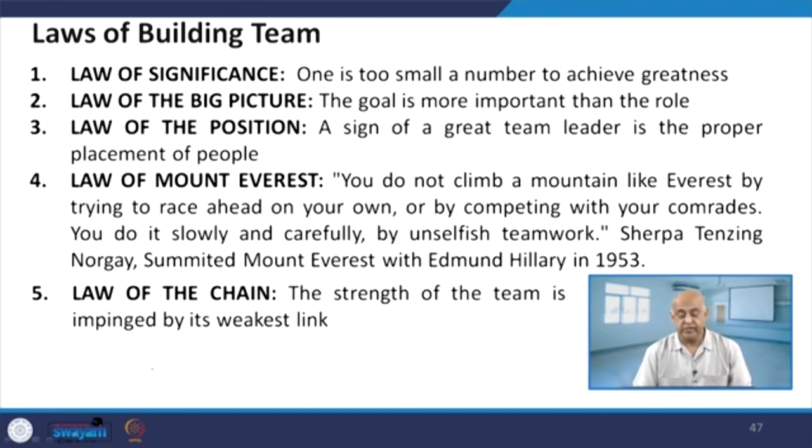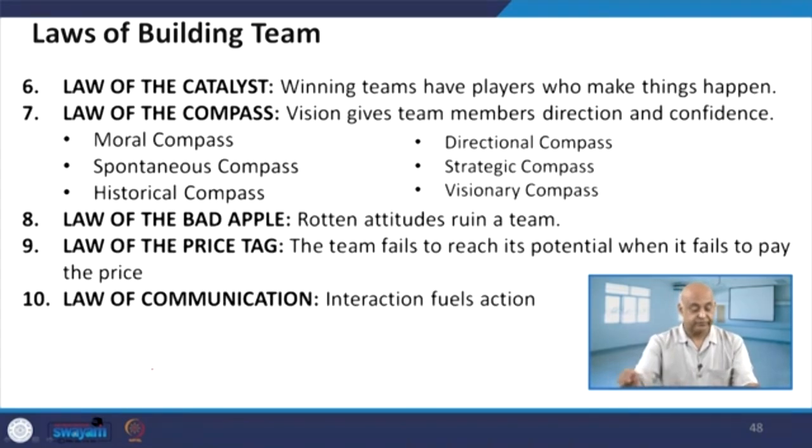Law of Mount Everest, you do not climb a mountain like Everest by trying to race ahead on your own or by competing with your comrades. You do it slowly and carefully by unselfish teamwork. So, Sherpa Tenzing Norgay summited Mount Everest with Edmund Hillary in 1953, right? So, law of the chain, the strength of the team is impaired by the weakest link.